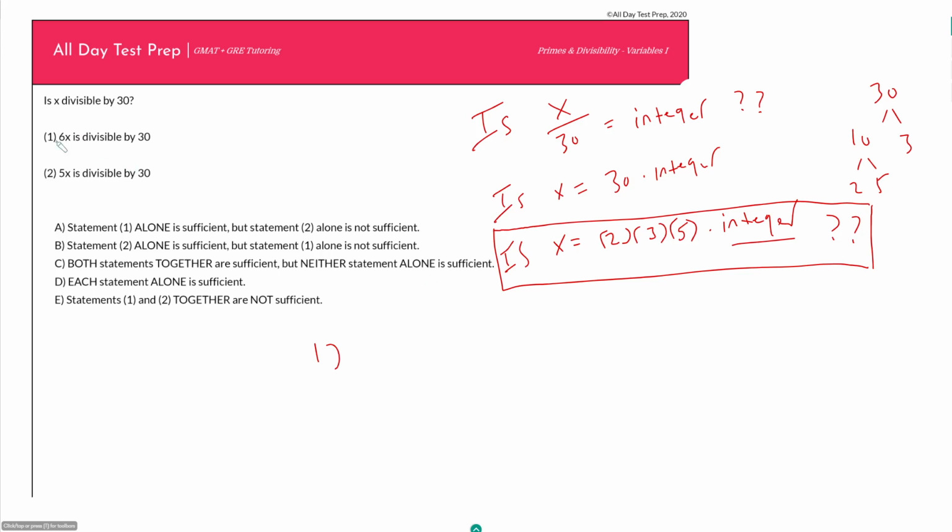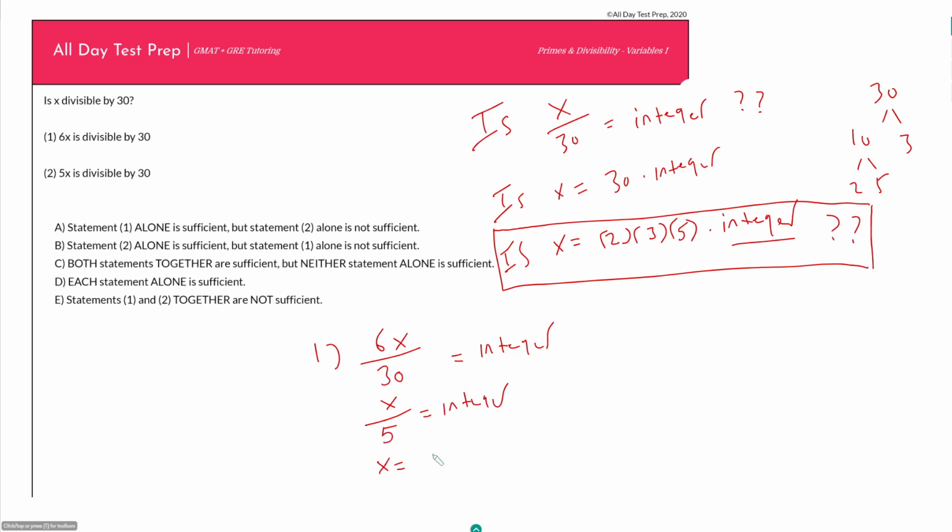For all of these questions, it looks like they're telling us something about 6x and 5x, but I'm always thinking in the back of my head, my goal is, what is this telling me about x? Statement 1 says 6x is divisible by 30. So what does that mean? That means 6x over 30 is equal to an integer. What is that telling me about x? 6x over 30 is the same as x over 5. We simplify this.